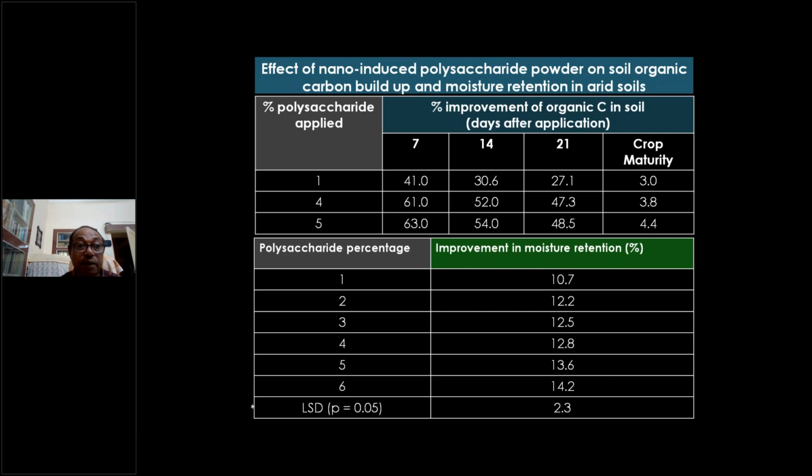If you look at the carbon buildup, organic carbon, you know polysaccharide is carbon, so immediately you are getting a huge amount of carbon buildup in the system. But at crop harvest, you can expect at least 3 to 4% carbon buildup, because with gradual microbial buildup we are also losing carbon in between, but you can expect 3 to 4% carbon buildup at crop maturity. And if you look at the moisture retention capacity, I am showing the results of arid soils, where it is very important for moisture retention. Here we are getting 10 to 14% more moisture retention by application of different percentages of this polysaccharide powder.